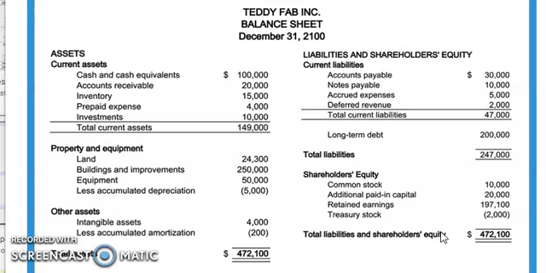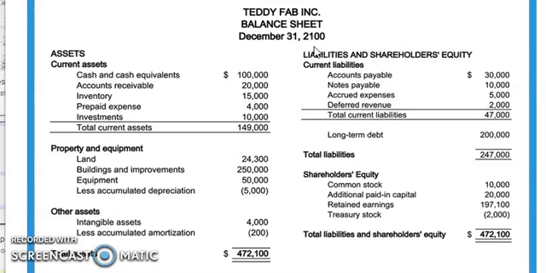So the first section we have is assets. You can think of assets as things you own. So we have our cash and cash equivalents, 100,000. Our accounts receivable, 20,000. Inventory, 15,000. You can think of this stuff as things we own as of this date, December 31st, 2021.